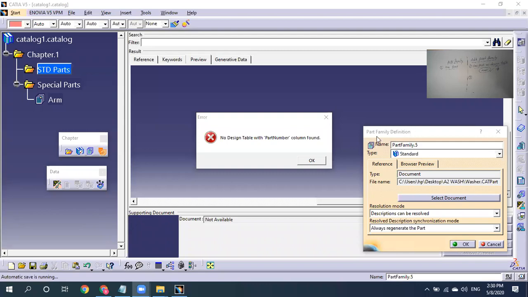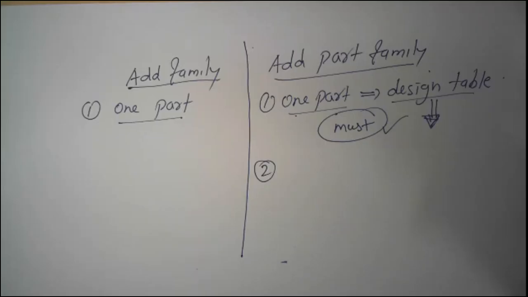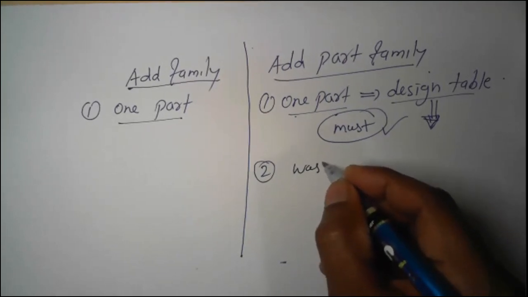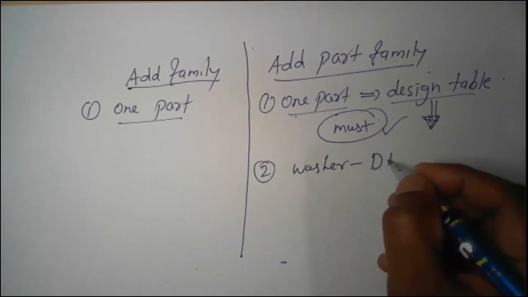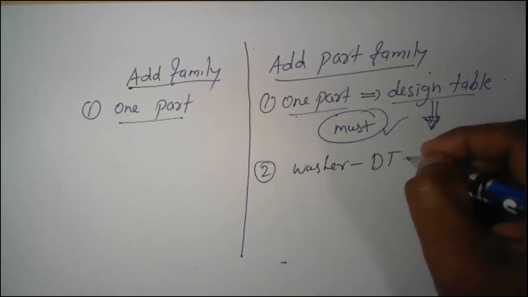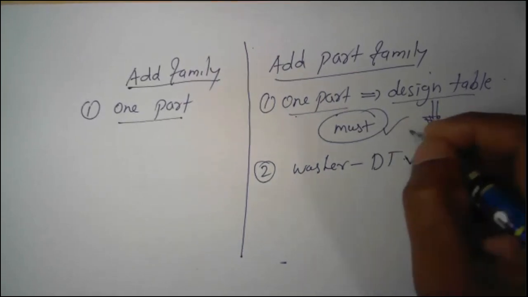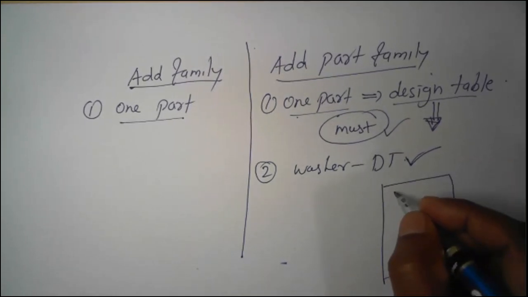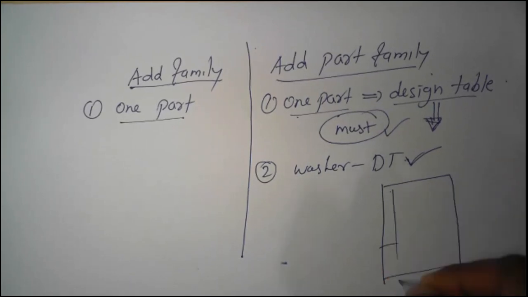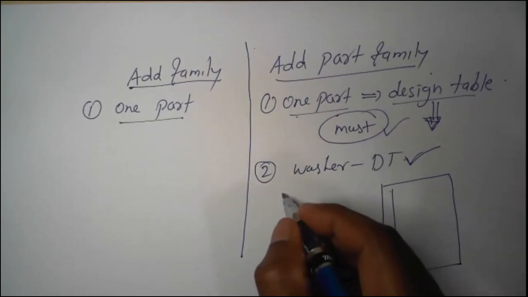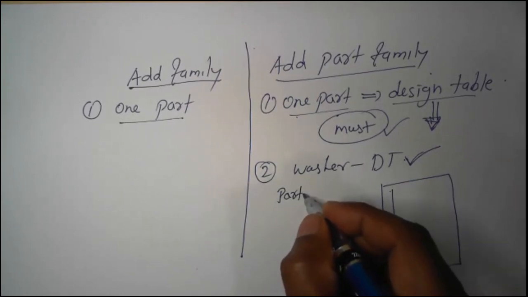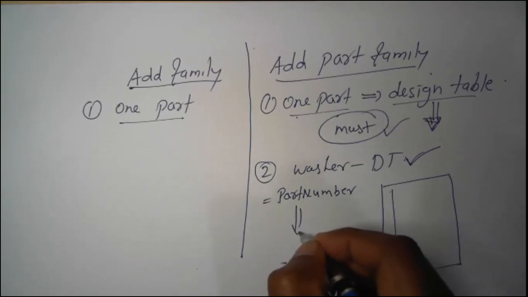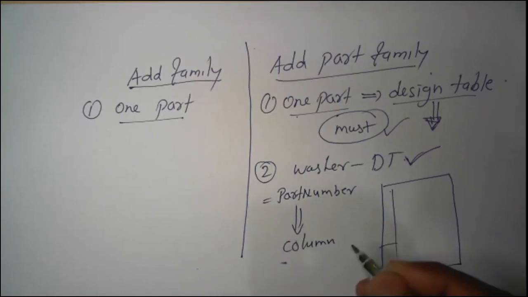So in this case, when I imported this washer, it was having a DT. The design table was there, no problem. So we made the first point correct. But in the Excel sheet, we created a number of variants, right? 11 variants we had done. In that Excel sheet, a column with part number is missing.